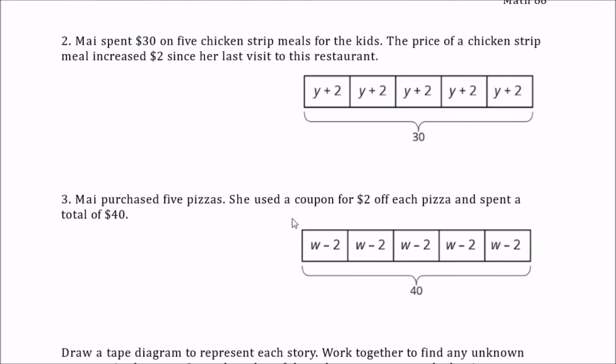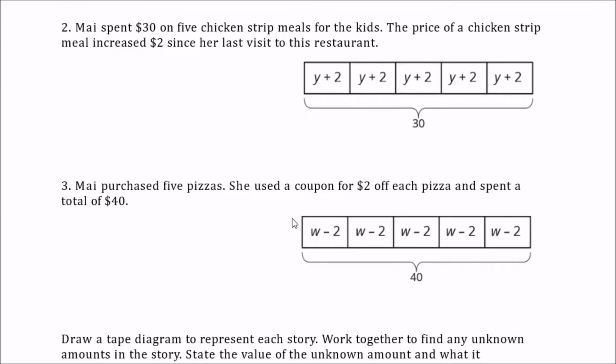All right, let's look at number 2. So now we are going to spend $30 on 5 chicken strip meals for the kids. The price of a chicken strip meal increased $2 since her last visit to the restaurant. So one thing we want to think about here that we didn't necessarily write down last time is, what does the variable represent here? It says that the price of a chicken strip meal increased by $2. That's what this is right here, right? That's that plus $2. So the y value is the price of the chicken strip meal before the increase.